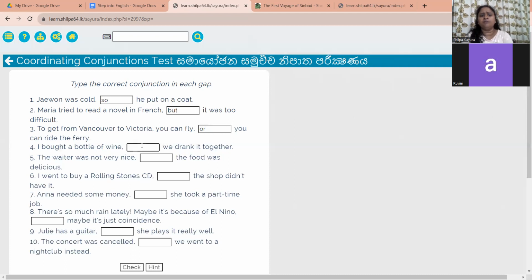I bought a bottle of wine and we drank together. The waiter was not very nice. The food was delicious, but the food was delicious. I went to buy a Rolling Stones CD. The shop didn't have it, but the shop didn't have it. And I needed some money. Yes, tell me the answers. And I needed some money. What is the answer?